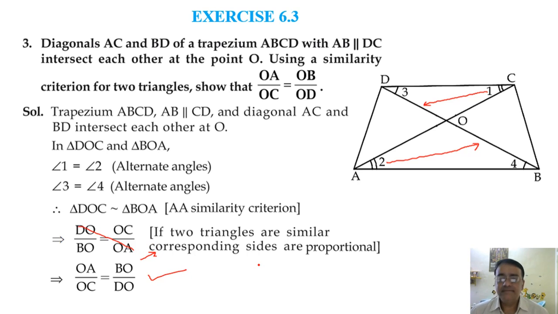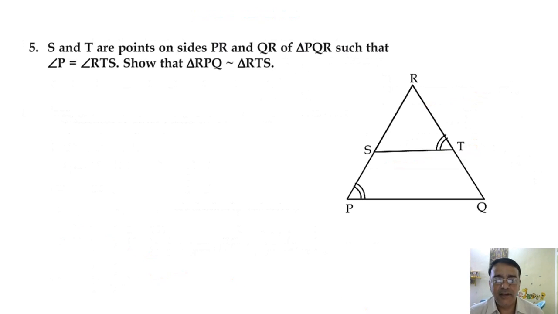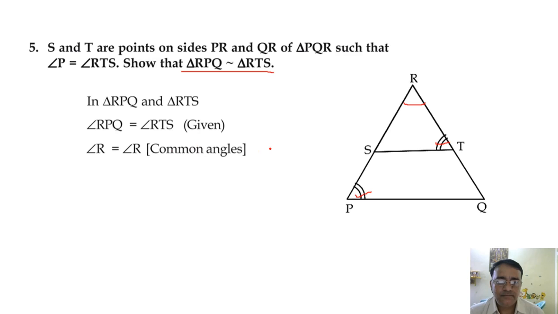Any doubt in this question? No, sir. Okay, now we'll move towards the next question, question number 5. S and T are points on the sides PR and QR of triangle PQR such that angle P is equal to angle RTS, and we have to prove that these two triangles are similar. This is a very simple question. These two angles are equal, this is given already, and angle R is common. So these two triangles are similar. By which criteria?